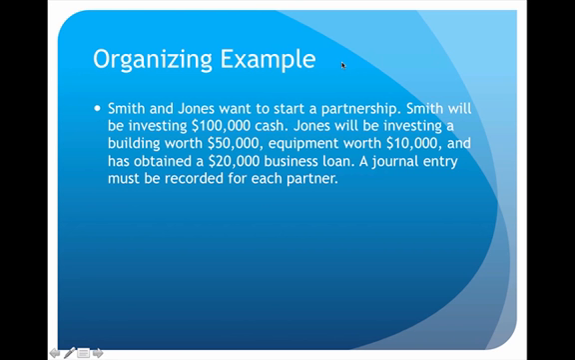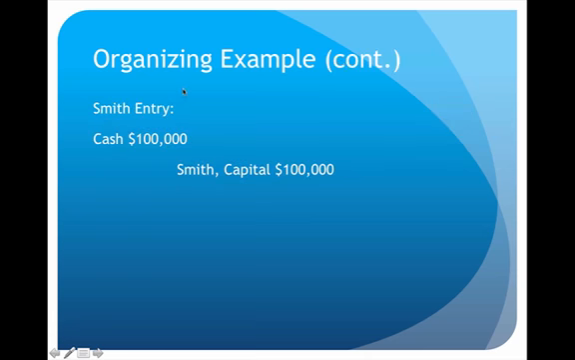So in order to start the business and get everything kick-started, we need a couple of journal entries. We're going to do a journal entry for each partner to establish a capital account for that partner. Now, this is the first entry. This is for Smith, and the Smith entry is going to be the easiest because literally the only thing that Smith is investing in the business is the $100,000 cash.